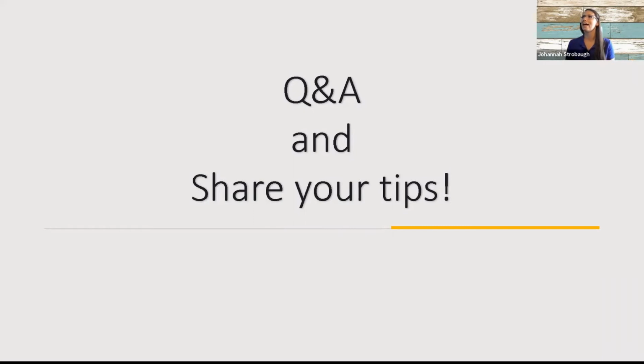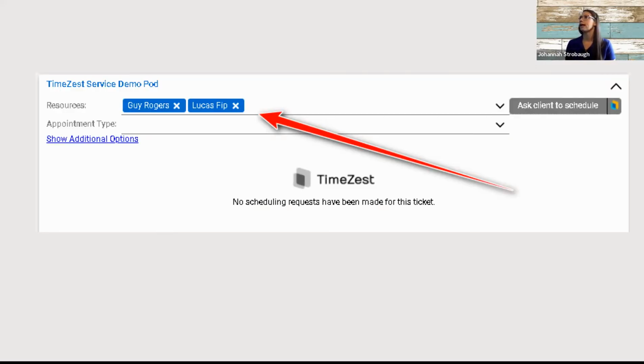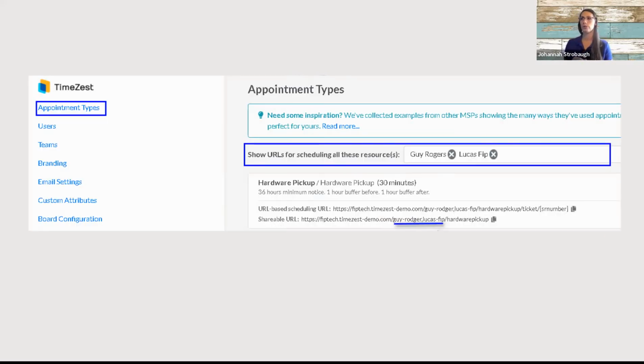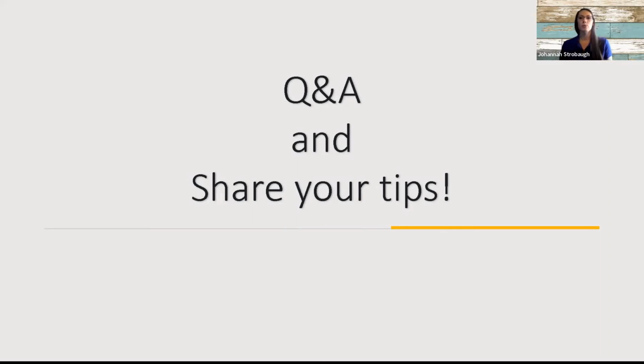Panel scheduling, yeah. Panel scheduling is a feature that allows you to schedule up to 3 resources all on the same call. When you're inside the pod, you can select up to 3 resources, and it will look at all their calendars for common availability and provide that to the client. You can also leverage panel scheduling within the URL itself.